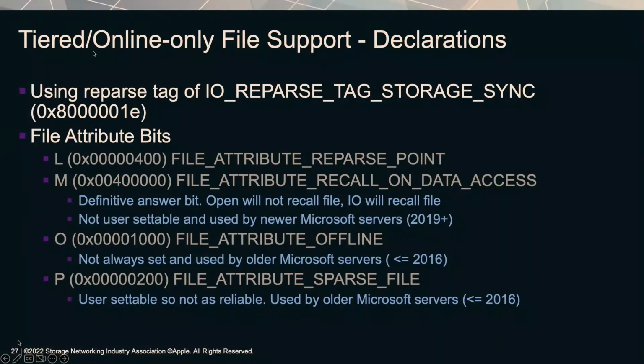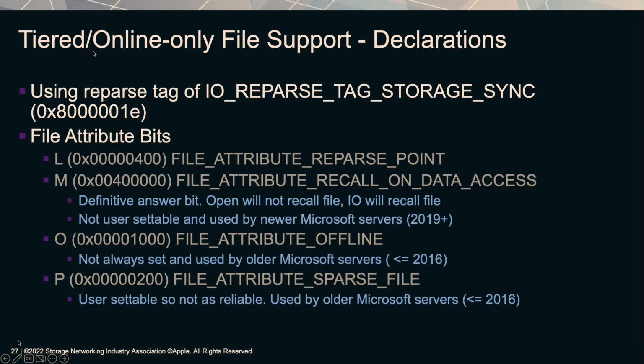So these are the bits that are involved for tiered files. Microsoft defined a new tag called IO reparse tag storage sync. The file attribute reparse point bit has been around. The M bit's new. It is the file attribute recall on data access. This is the definitive answer bit.